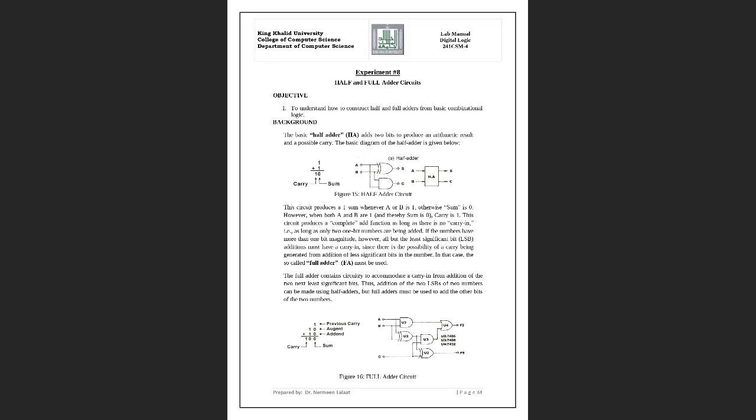So the circuit you are seeing here is a half adder circuit. I will tell you again: A and B connected to an XOR gate give you the sum, and A and B connected to an AND gate give you the carry. So this is a half adder. Next, what is a full adder? If you see the symbol of a half adder, it is very simple: A and B, two inputs. The outputs are sum and carry.